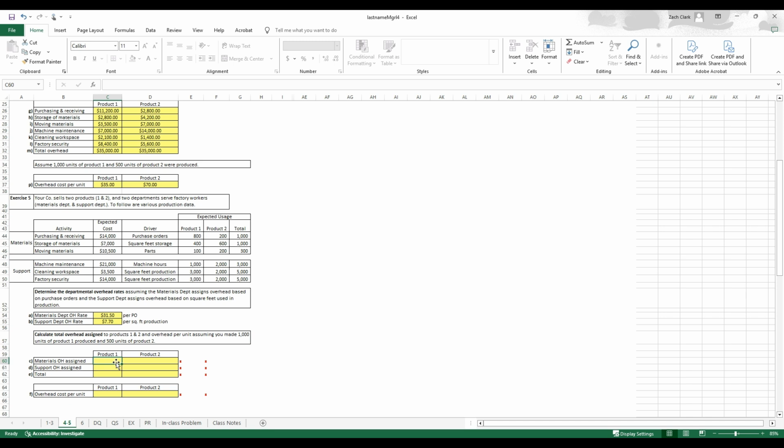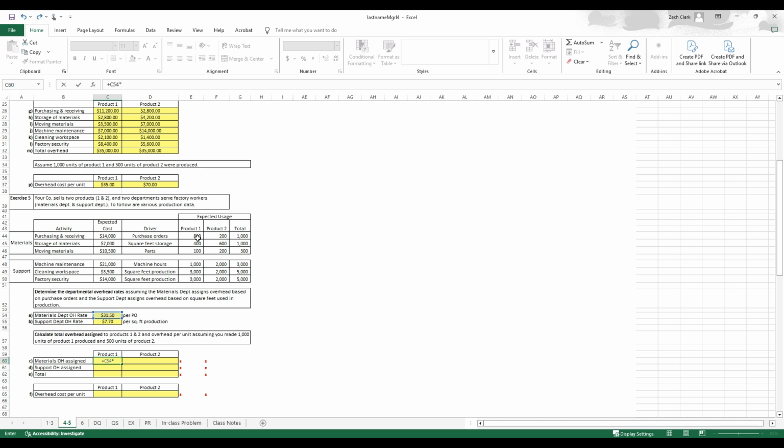And finally, we're going to want to calculate our total overhead assigned to products 1 and 2, and overhead per unit, with an assumption that you made, like we mentioned above, 1,000 product 1 units and 500 product 2 units. So here we want to take our $31.50, and then we're going to separate that out based on how the 1,000, so up here we divided by 1,000. Now we want to break that 1,000 into the specifics for those departments.